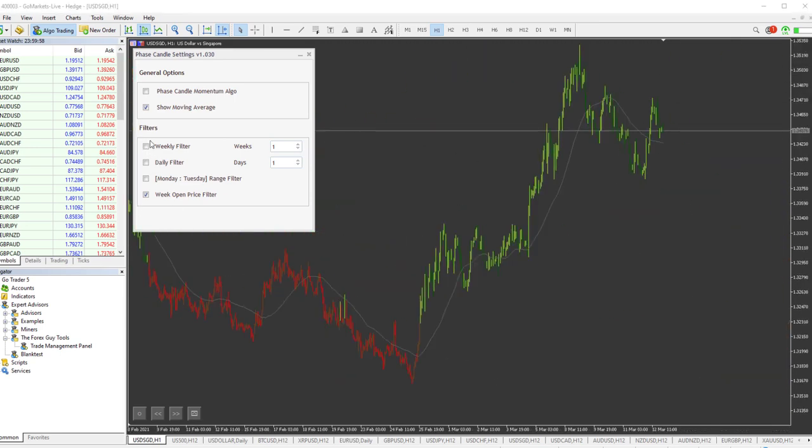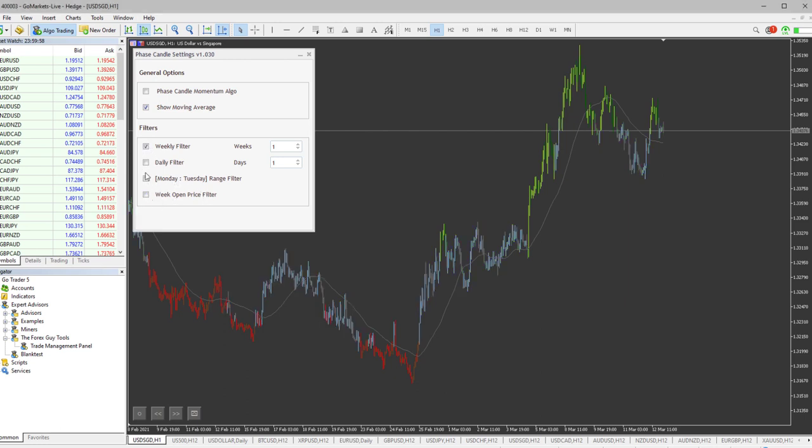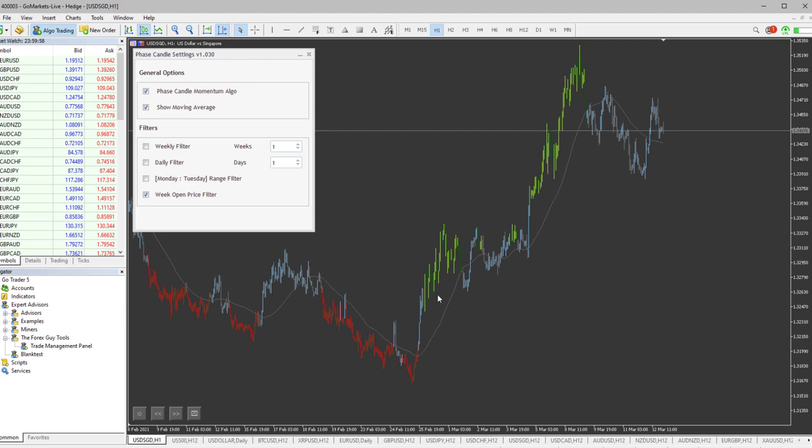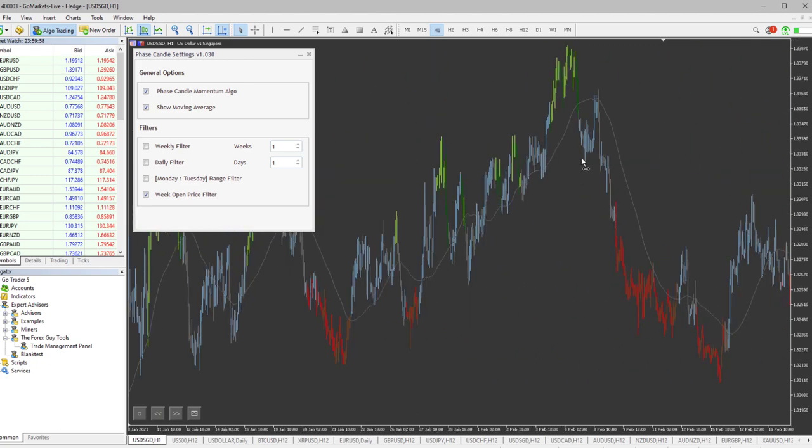But we can also add, obviously the weekly filter overlaps illogically with the weekly open price filter. So if you turn that on, it'll toggle that off. You can't have them both on, but that makes sense, right? So we have a weekly open price filter. We could throw the phase candle momentum algorithm on, and you can see that we start to get some good filtering through here with the candles.